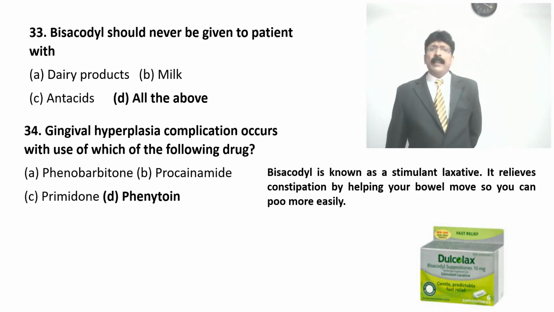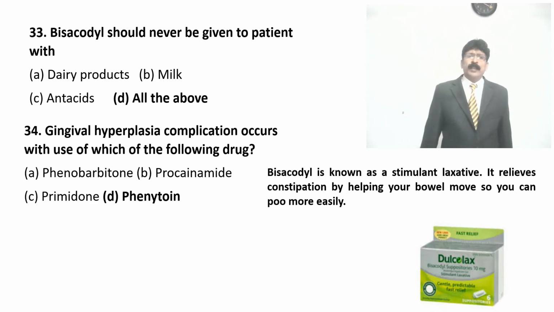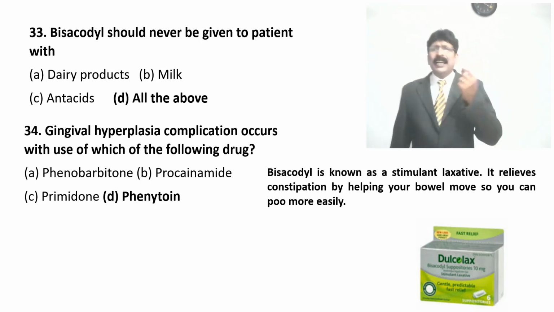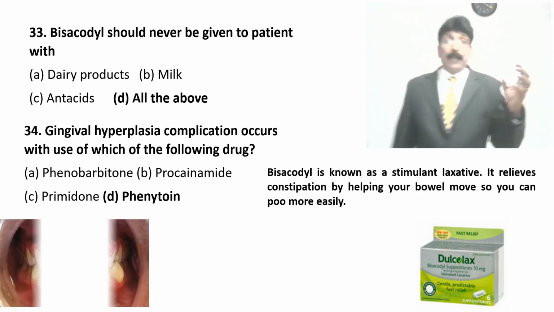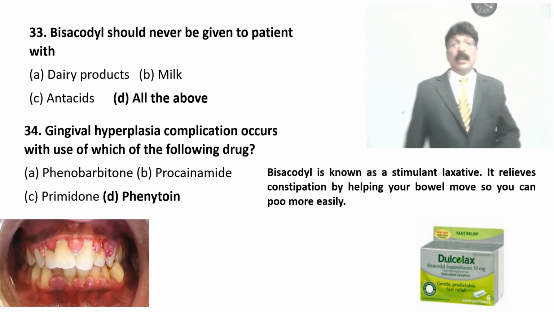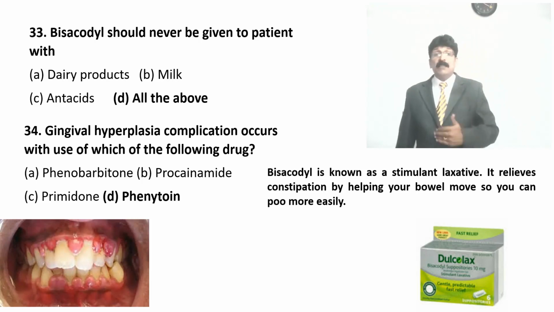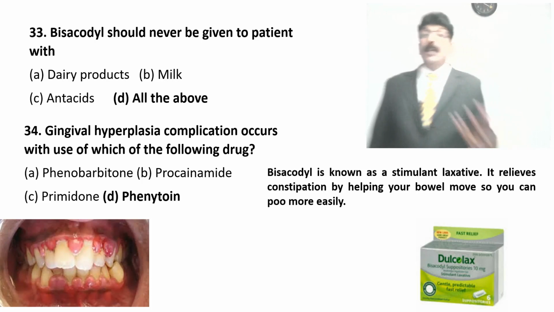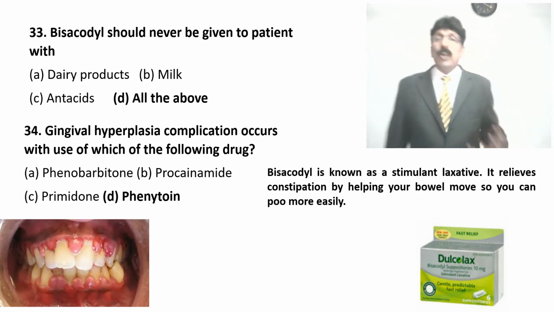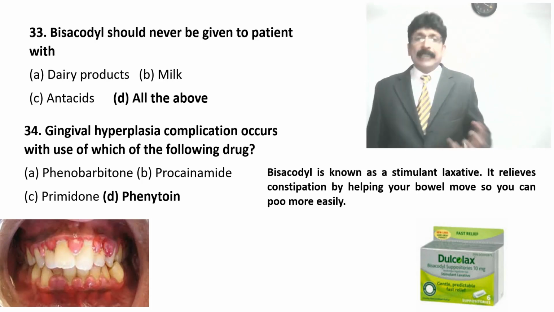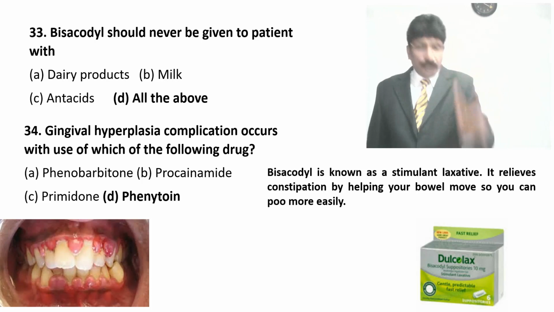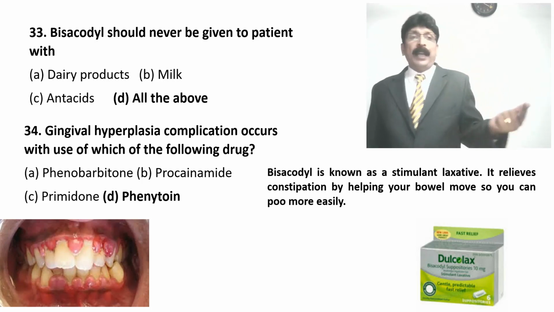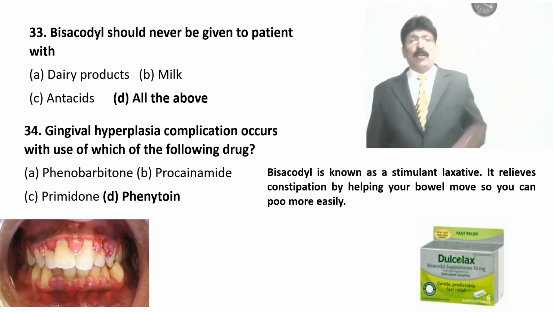And gingival hyperplasia. What is it? Gingival hyperplasia is when the gums overgrow around the teeth. This is gingival hyperplasia which occurs. They have given some drugs. Which drug will have this complication when the patient is taking it? They have given a choice of phenobarbital, procainamide, primidone and phenytoin.